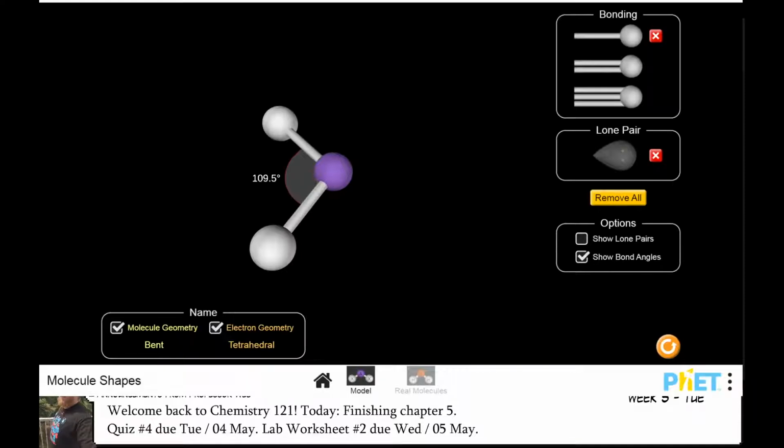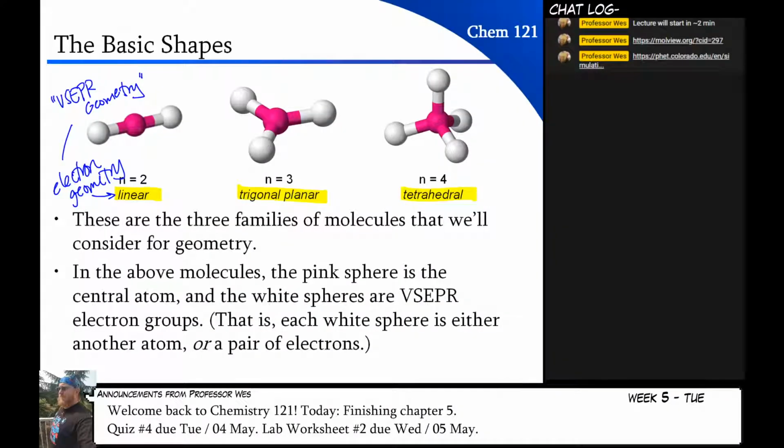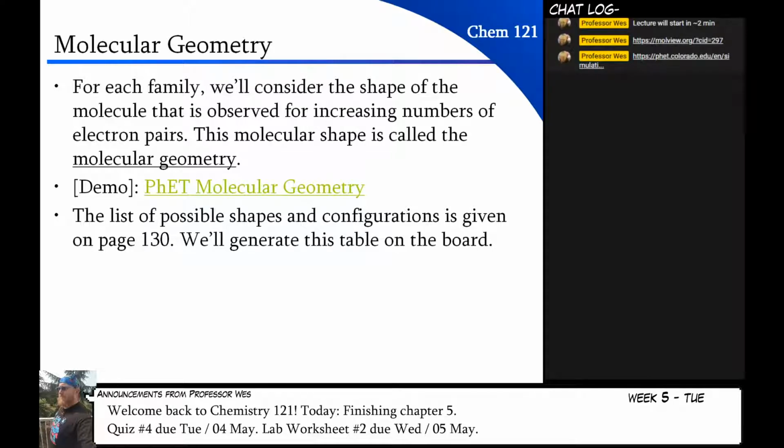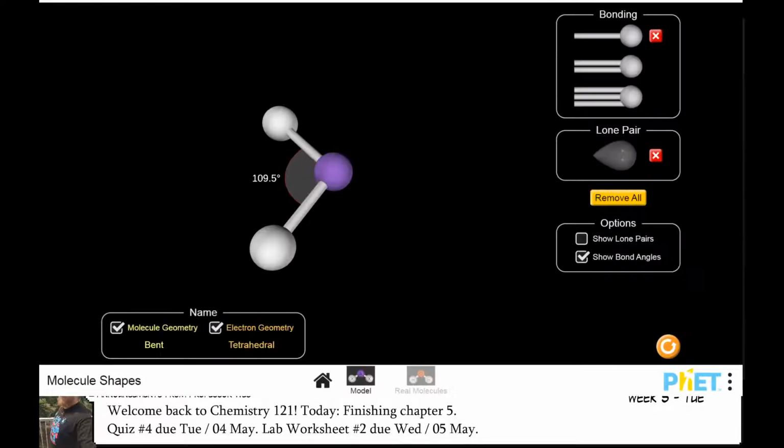And so what we're going to do is we're going to go through all of the different possibilities using the simulator. And we're not really going to generate this on the board. We're just going to use the simulator to show you the shapes. But then I will make a giant table of the list of molecules that is on page 130 of your textbook.